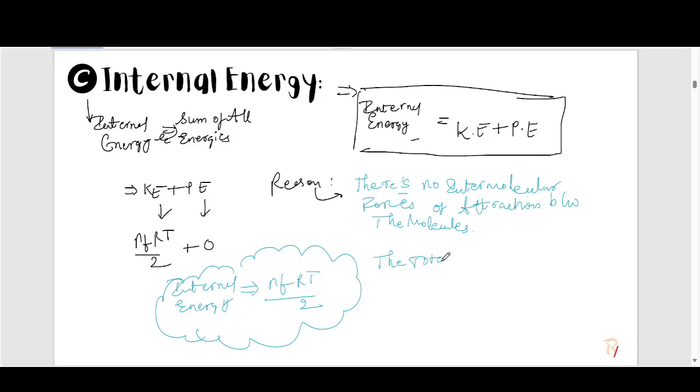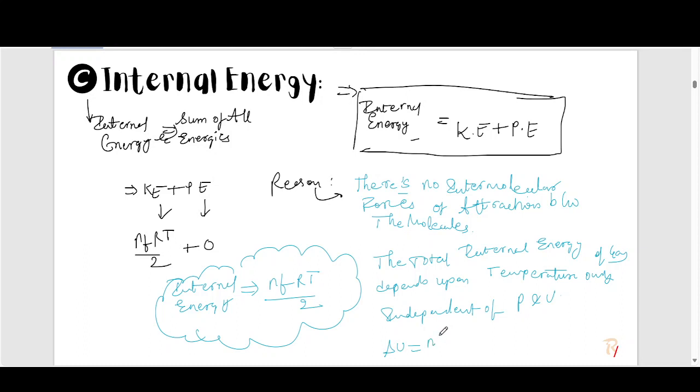The total internal energy of a gas depends upon temperature only. It's independent of pressure and volume. Therefore, change in internal energy is NF R delta T over 2. Many times it was asked in JEE. This is the basic idea of thermal equilibrium and internal energy.